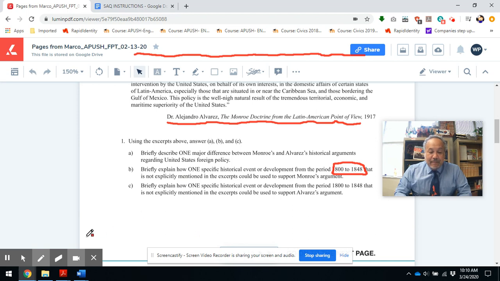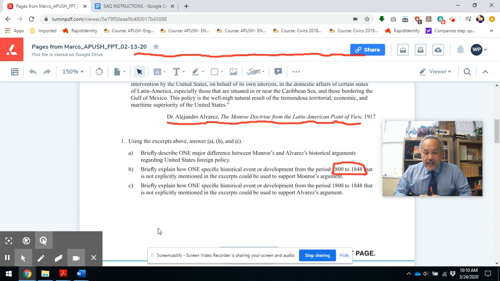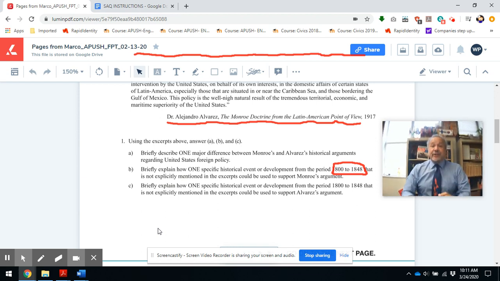That is not explicitly mentioned in the excerpts here. I'll get to that. So, it could be used to support Monroe's argument. They're not specifically mentioned, and I don't think they mentioned too much anyway. I think I just kicked the camera there. But what we're going to do, I'm going to give you an example. This is a tough one. I was thinking to myself, from my prior knowledge, wait a second here. I don't really know the Monroe Doctrine as applied in U.S. history between those years. It doesn't really jump out at you.